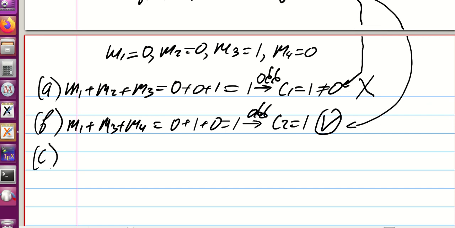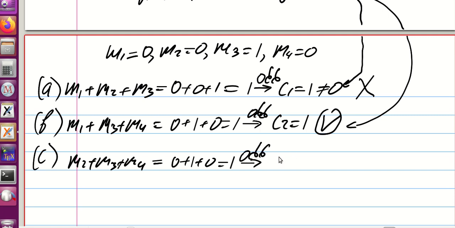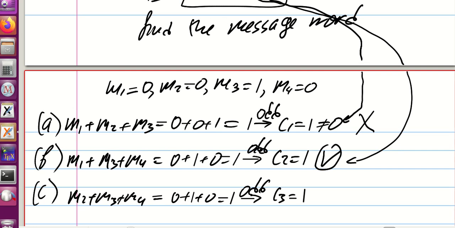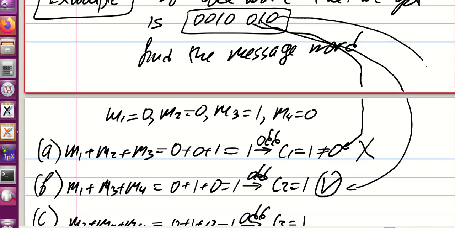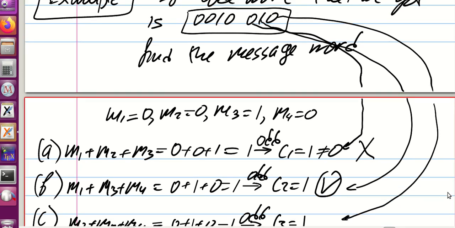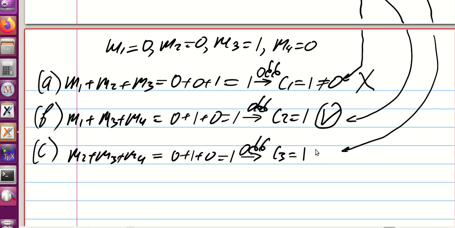Then the last circle doesn't have M1, so it's M2 plus M3 plus M4, which is 0 plus 1 plus 0, which is 1, which is odd. And C3 has to be 1, but if you look here, it's 0, right? So if we put it here, this is not equal to 1. So something went wrong in this circle.